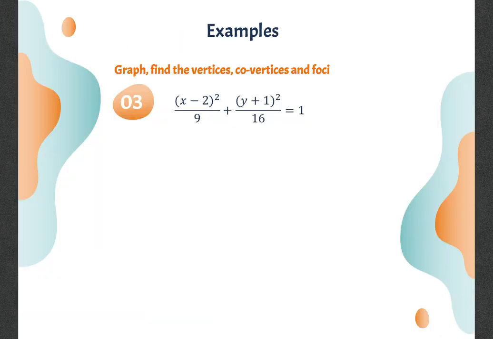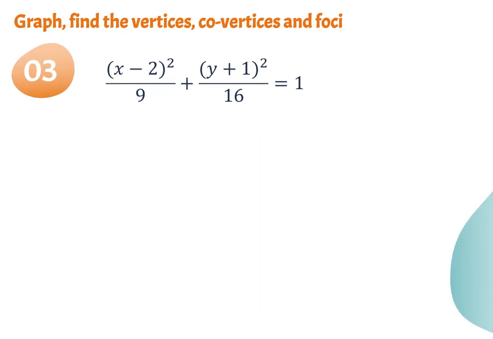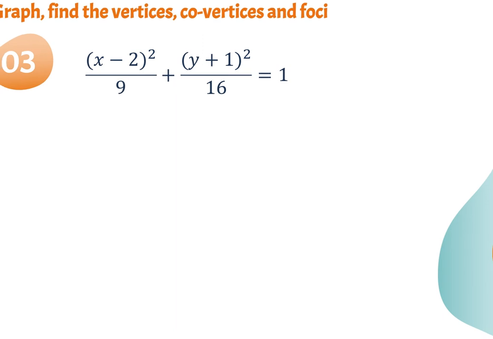All right, so look at 3. Again, same set of instructions. Graph, find the vertices, co-vertices, and foci. So the first thing that I pick out here is that my center's not at 0, 0. So I will write center. I change the sign on what follows the x, which may not always be the first thing, so be careful. That's 2. I change the sign on what follows the y. That's negative 1. Now I know my center's not at 0, 0.